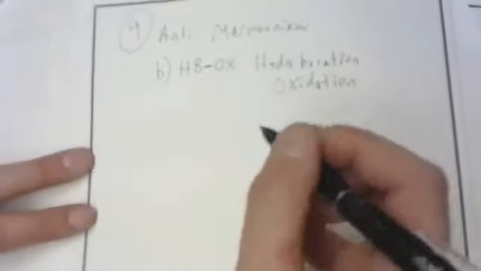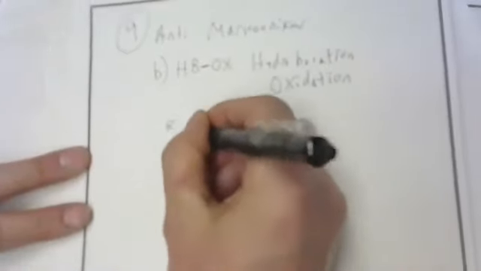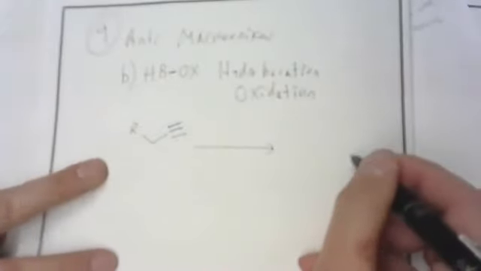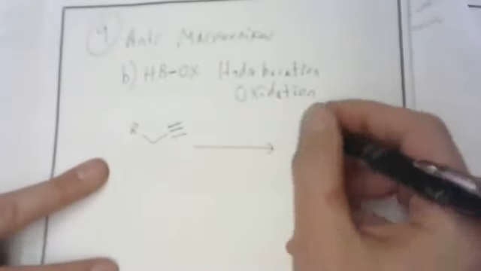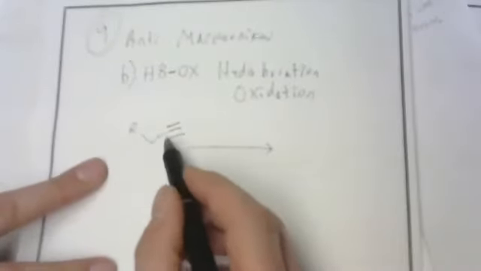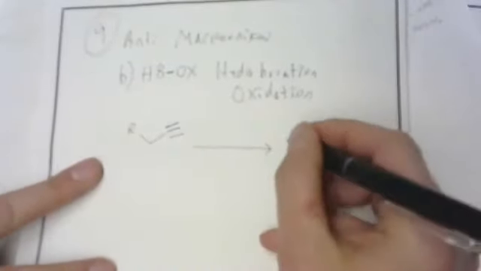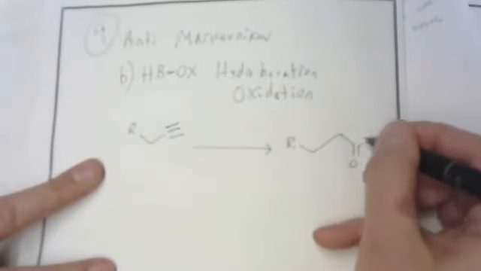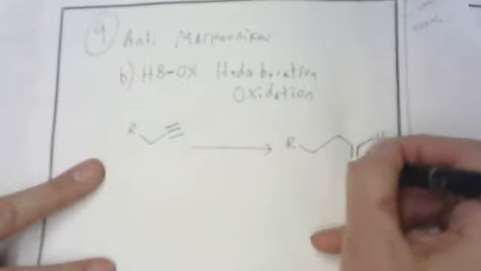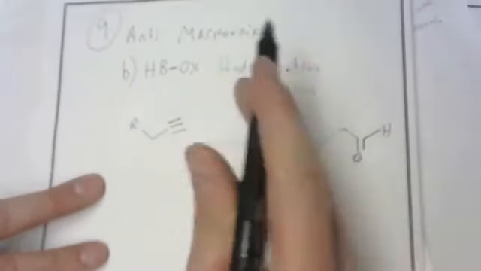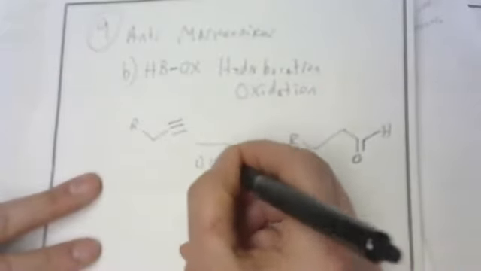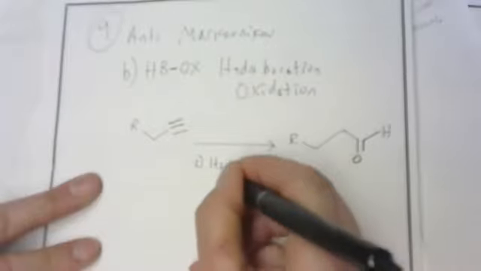So let's show the example. It does the same thing. It's also going to make an enol the same way, but rather than making a ketone, it's going to make an aldehyde. Because it's going to put the oxygen at the end, which makes it anti-Markovnikov, right? Okay, another difference. Well, step 2 is the same, H2O2, OH minus.